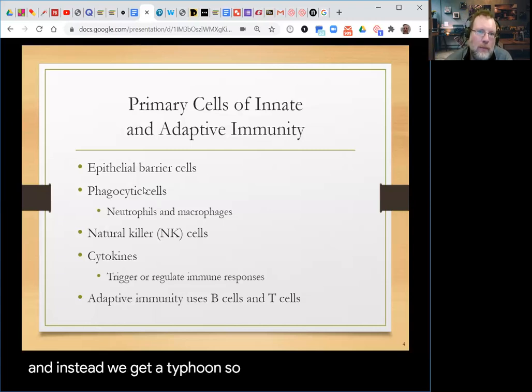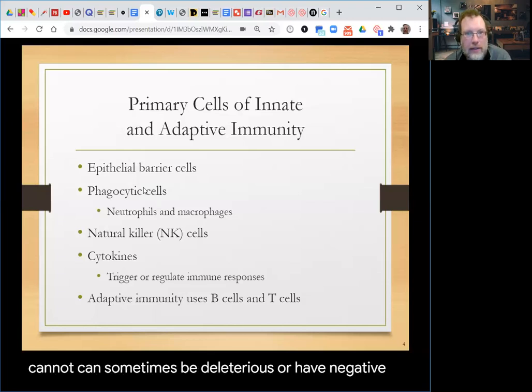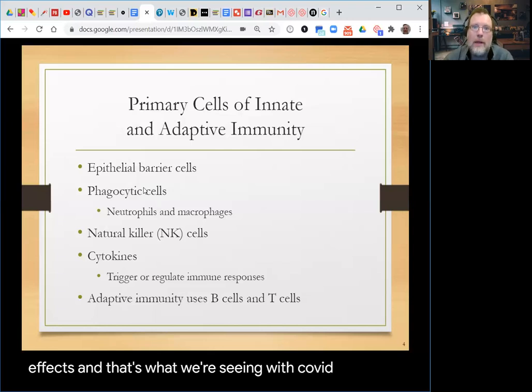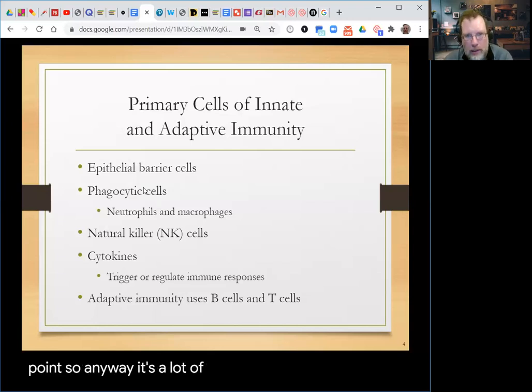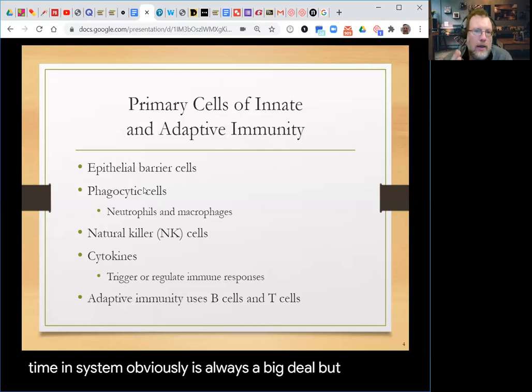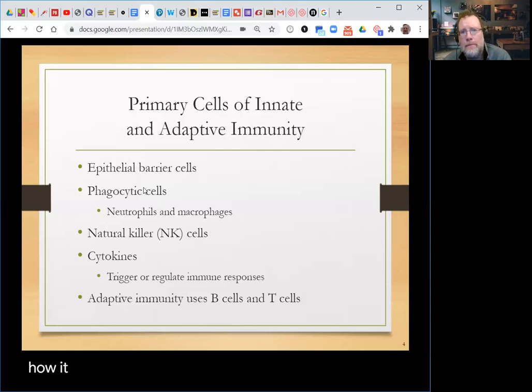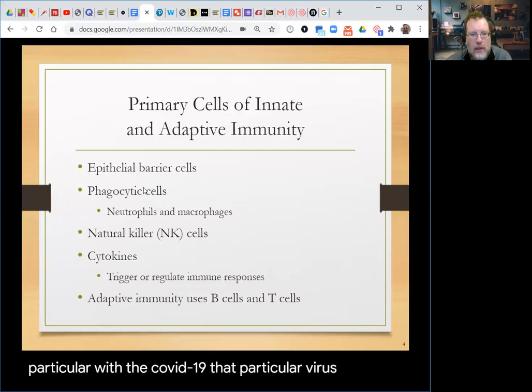So needless to say, our own immune system's response to a pathogen can sometimes be deleterious or have negative effects. And that's what we're seeing with COVID. That's my point. So anyway, it's a lot of rambling, but I think at this time the immune system obviously is always a big deal, but we're seeing and hearing more and more about how it functions, how it operates, particularly with COVID-19, that particular virus.